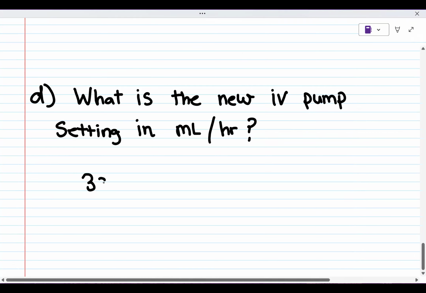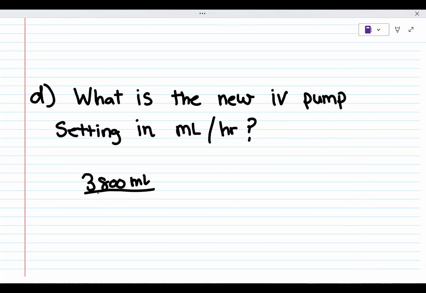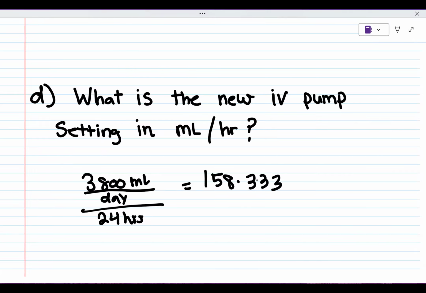So it would be 3,800. The answer from part C is 3,800 milliliters per day over 24 hours. And you get 158.333. The question says the direction is to round to the nearest hundredths. So this would be 158.33 milliliters per hour.